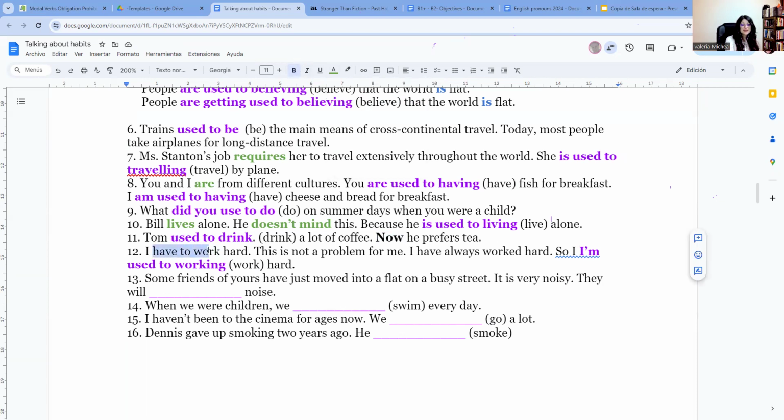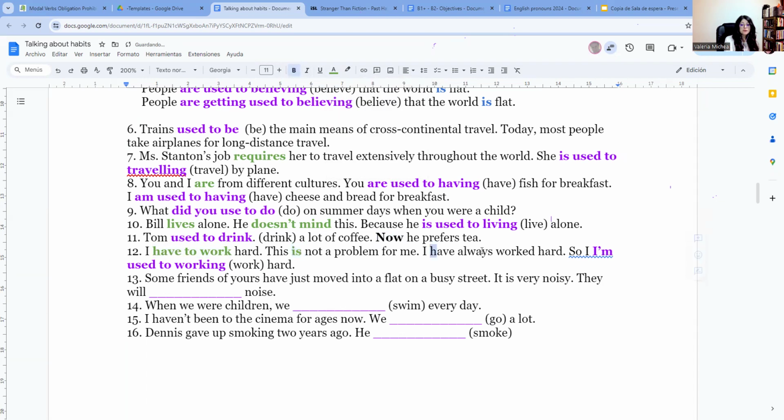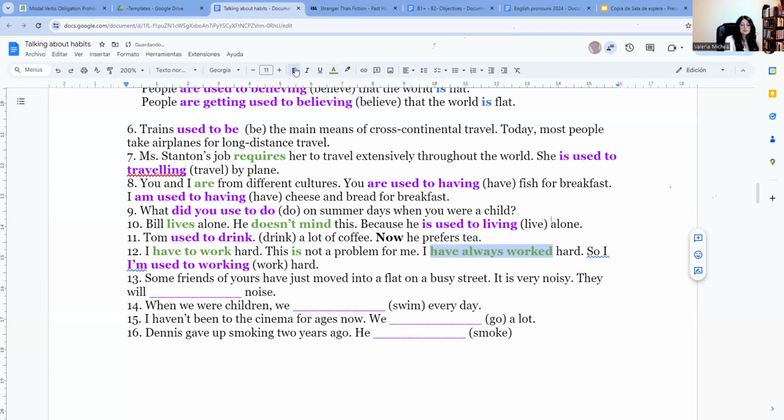Oops. I need a new mouse. Yeah, so in the present, I have to work hard. In the present, this is not a problem for me because I have always worked hard. That means that I started working hard in the past. In the present, I am still working hard. So I have always done it. It's always been there in my life. So I am used to working hard. It's not a problem for me.